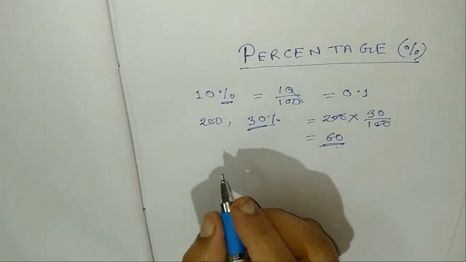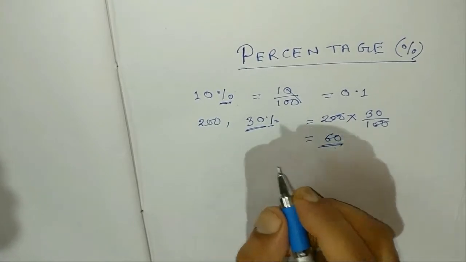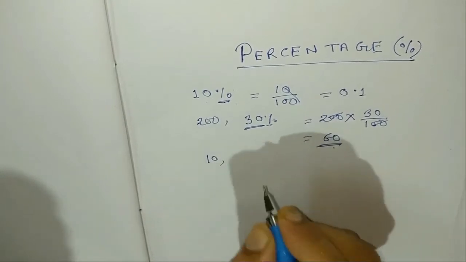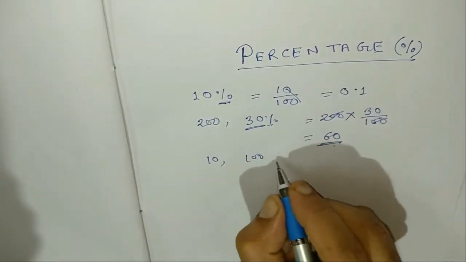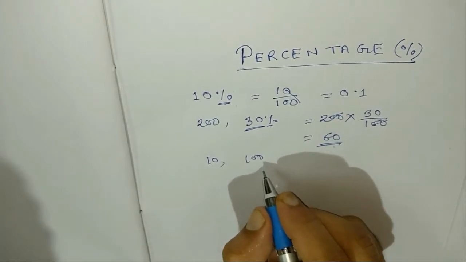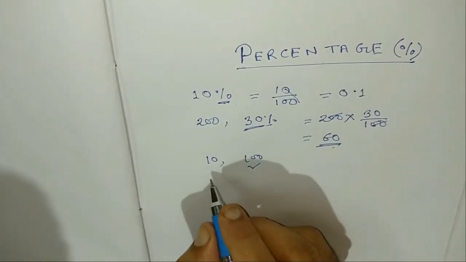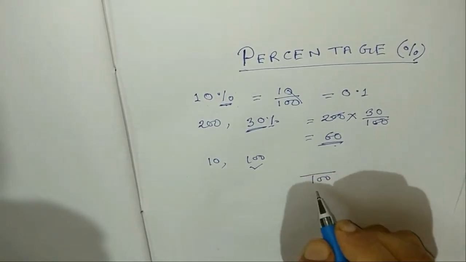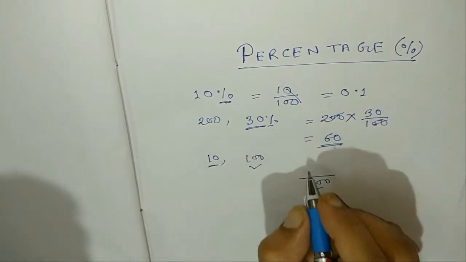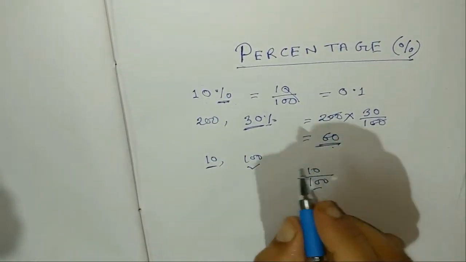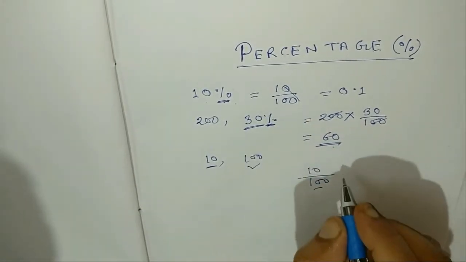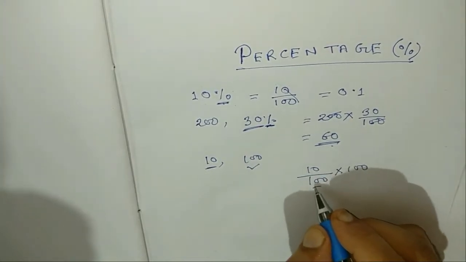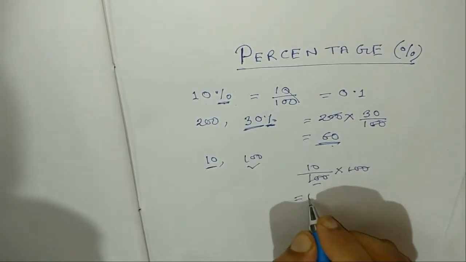Now similarly, suppose there is a number 10 and we need to calculate how much percentage it is of number 100. As we are going to calculate against 100, 100 will always be below, and the number whose percentage we calculate, 10, will be on the top. Percentage means out of 100 how much it is, so we multiply with 100. So 10 divided by 100 into 100 is equal to 10%. So 10 is 10% of 100.